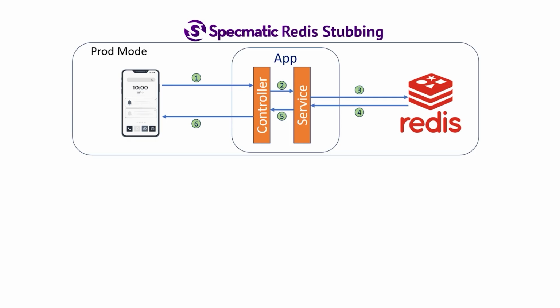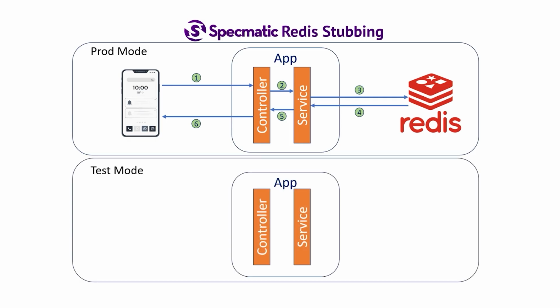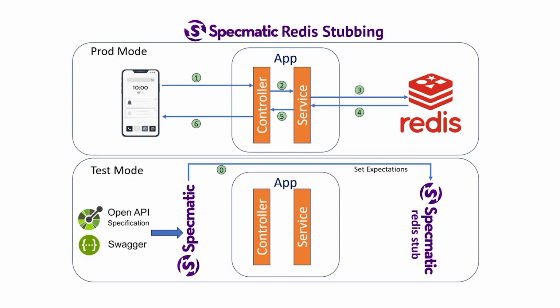This is how it works in production. But in test mode, things might be a little different. Let's say there's an OpenAPI specification for the API and we feed it to Specmatic to run contract tests against the API. Instead of using an actual instance of Redis, we'll stub it out and have the contract test set expectations so that the Redis stub knows what data to return for any query sent to it by the application.